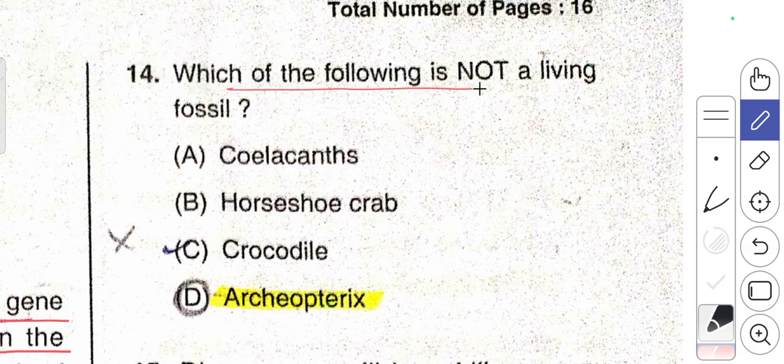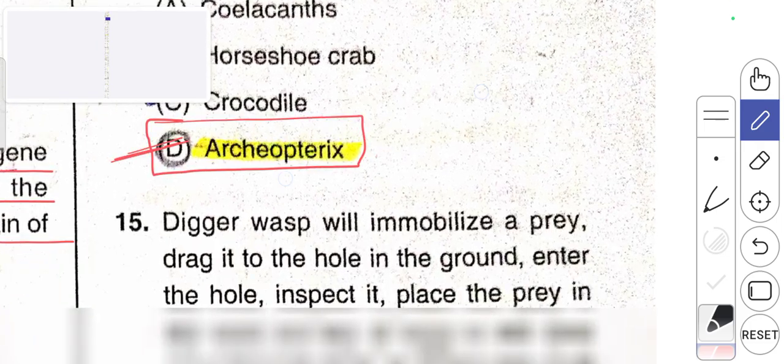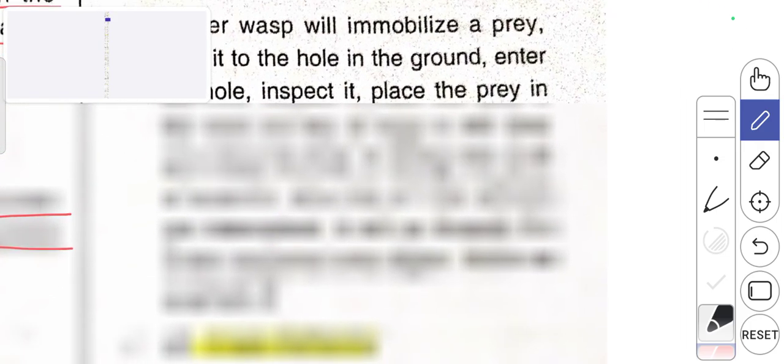Which of the following is not a living fossil? Living fossils are those organisms which remained the same since their origin without undergoing any changes. Here they ask regarding not. Archaeopteryx is an extinct one, so it is considered as not a living fossil. So D is the right answer for this question. Then the 15th question.